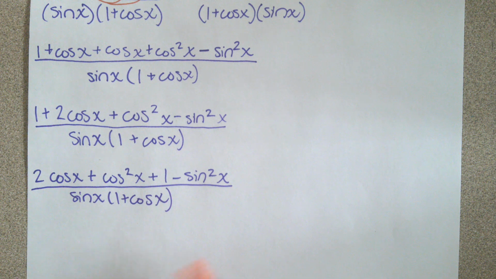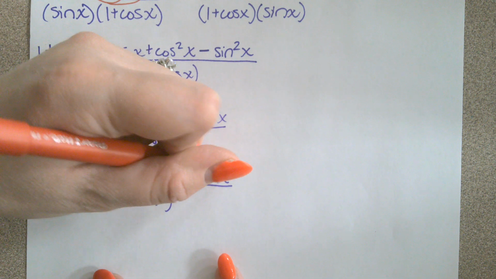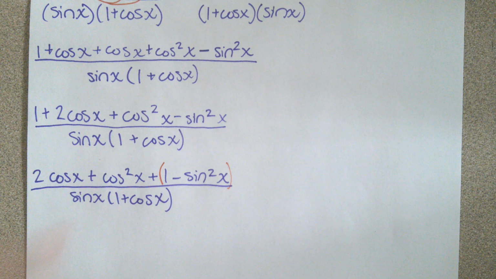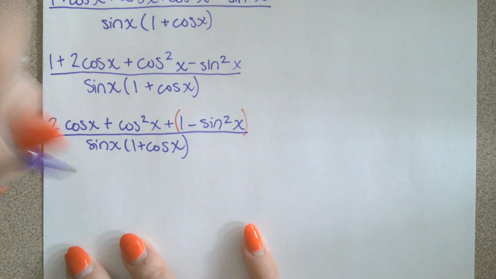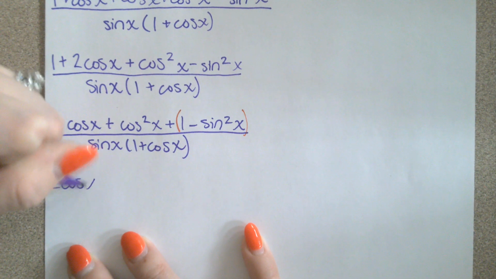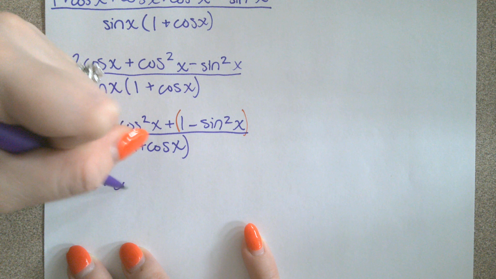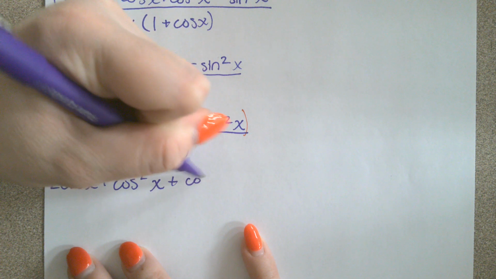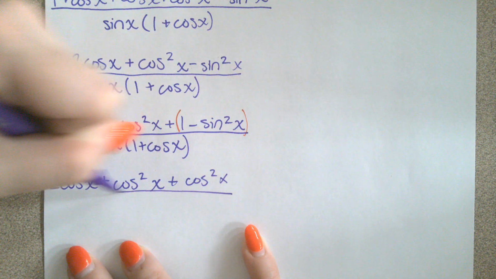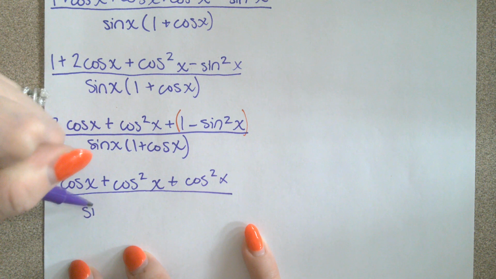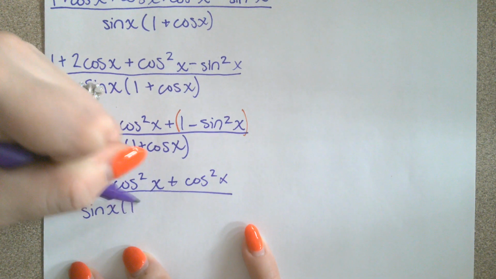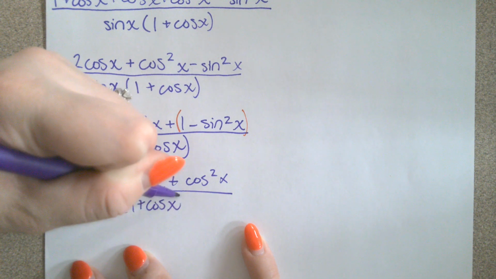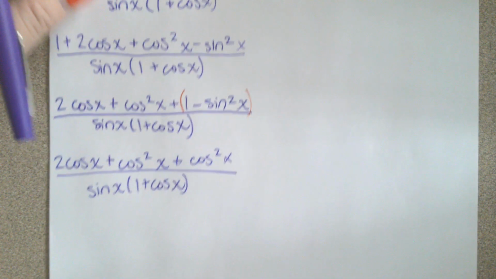Okay, so now I'm going to mentally block this off, and replace that with the cosine squared that I just discovered up here. So now I have 2 cosine of x plus cosine squared x. Now I have another plus cosine squared x over denominator sine of x times 1 plus cosine of x. We are almost done.